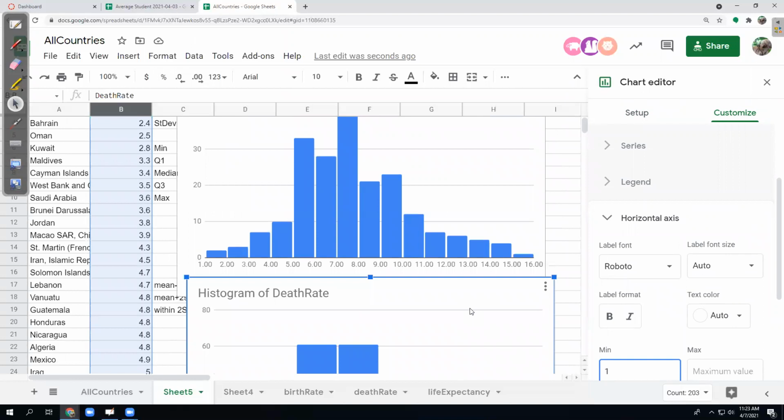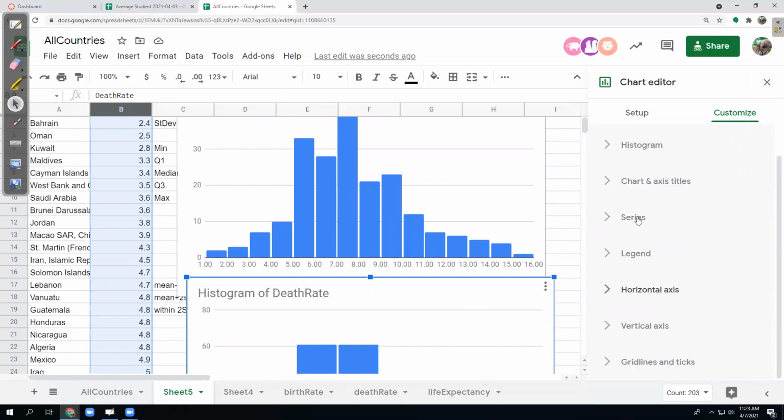What do you think? Bucket of 1 or bucket of 2? Somebody vote for me. All right, I got to vote for 1. Let's go for it.